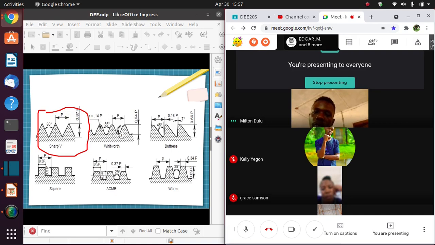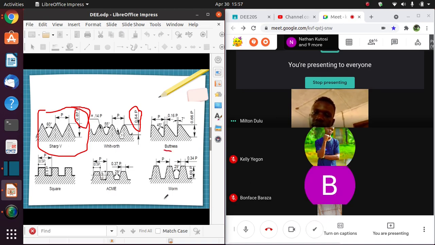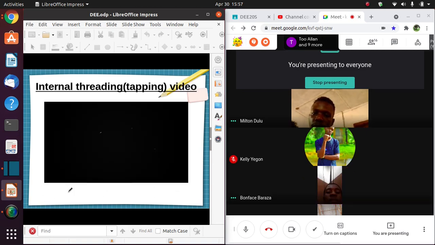For the Whitworth, the thread angle is less. The pitch is still the distance between two successive threads. But as you can see, the depth of the thread of the Whitworth and that of the metric are different. For the metric, it is deeper, it is sharper, and so on and so forth. We have buttress, we have worm, we have acme, we have square threads. They are so different depending on the application of the thread.